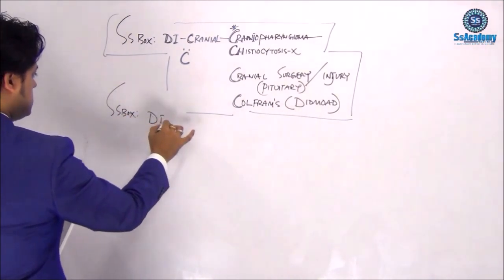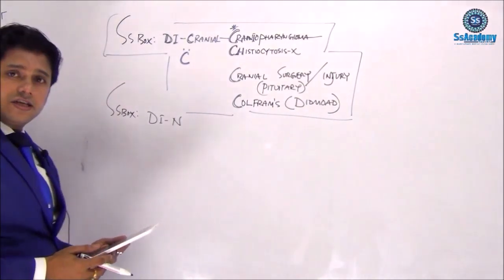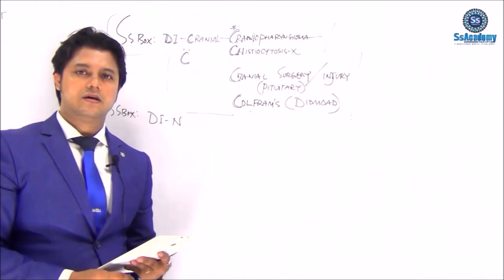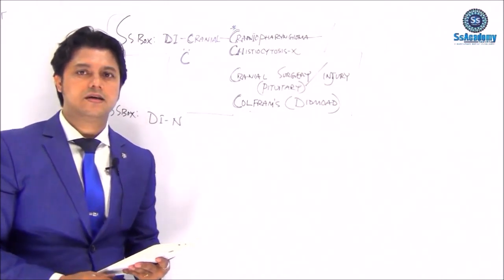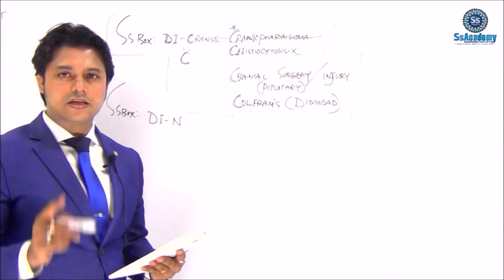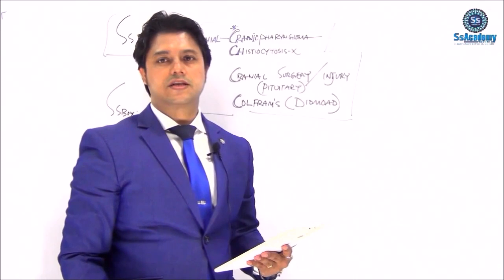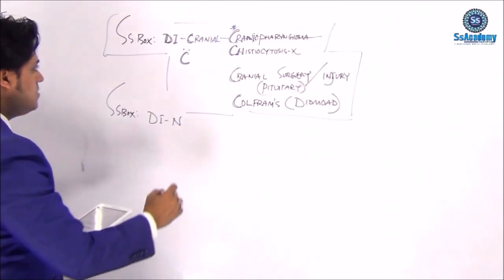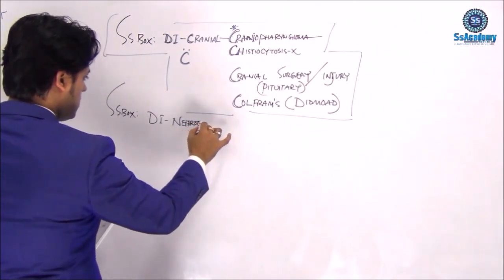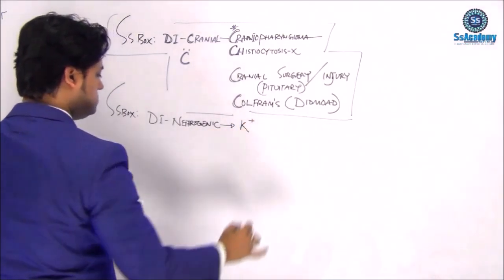Next point, let's see. SS box for nephrogenic diabetes insipidus. If you need to remember a single cause, it is hypokalemia. What did I say? Hypokalemia, K for potassium, that we need to remember. Hypokalemia due to any cause can cause nephrogenic diabetes insipidus. So for nephrogenic diabetes insipidus, we need to remember the single cause, as I said, potassium.